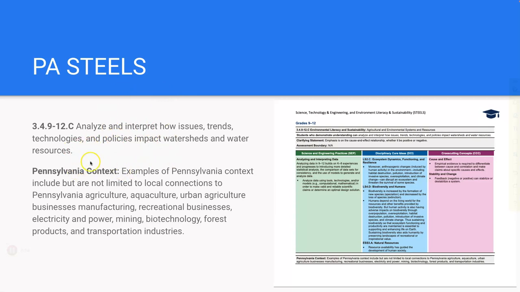So anyway, one thing I like about the foundation boxes is anytime that they can, they really try to put Pennsylvania context into the standards. So your science and engineering practices is analyze and interpret data, your content there with your core ideas, your cross-cutting concepts, cause and effect, and then stability and change.